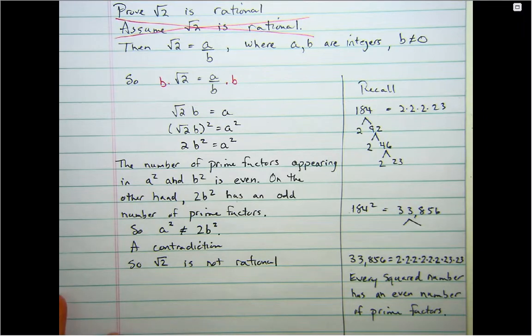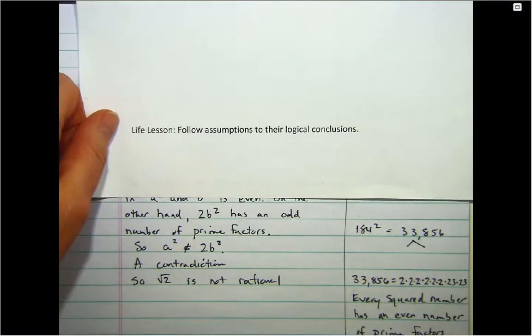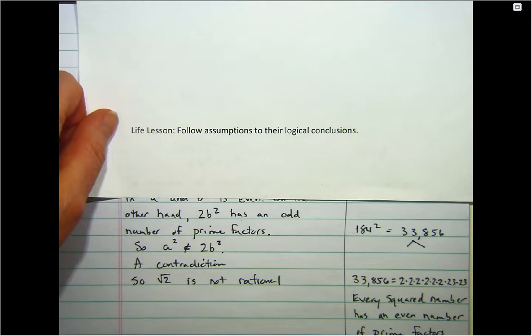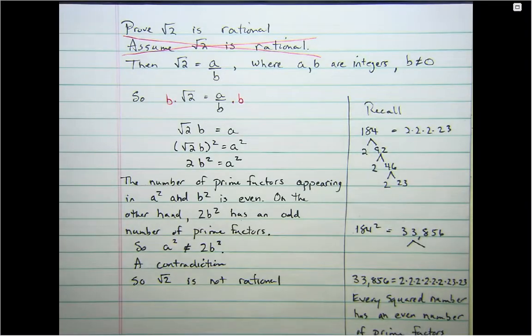So this proof that I gave you is proof by contradiction. You assume something's true and you follow the consequences through. That's a very nice way to prove things. It's often done in mathematics. Your author uses that as a life lesson to follow assumptions to their logical conclusion. Okay, ideas have consequences. Follow the ideas to the logical conclusion. You can learn a lot in life that way.